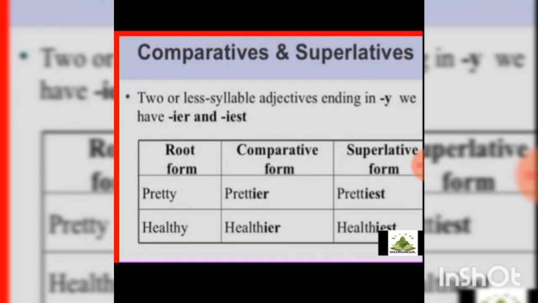Okay, now in the same way, the second example, healthy, H-E-A-L-T-H-Y. Here the word ends in Y, and in comparative degree it is healthier. H-E-A-L-T-H-I-E-R. We have added IER in comparative form, and in superlative form, children, we have added IEST. So keep it in mind, children, when words end with Y, we have to add IER in comparative and IEST in the superlative form.